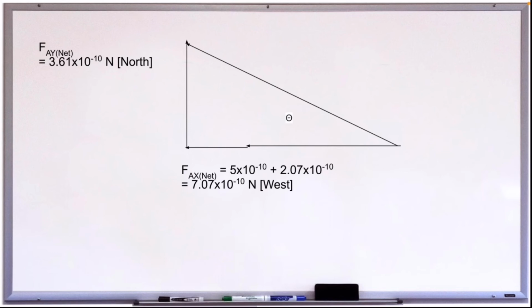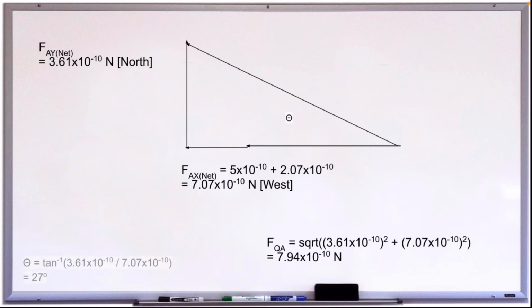Using the Pythagorean theorem again, we have found that the resultant force vector affecting A is equal to 7.4 times 10 to the power of negative 10 newtons. However, to find the angle, we use TOA and rearrange for theta to find that it's 27 degrees. Therefore, it feels 7.94 times 10 to the power of negative 10 newtons west, 27 degrees north.